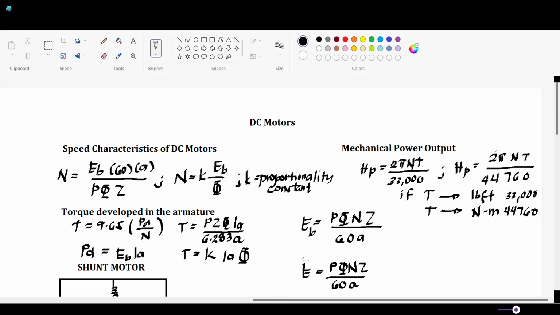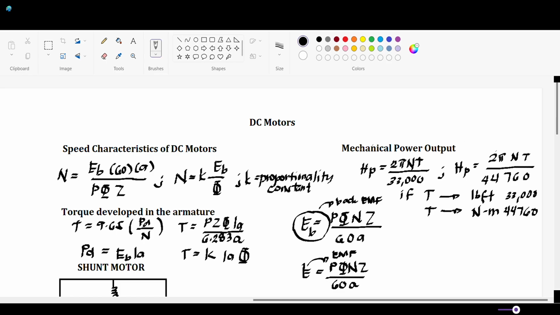And we know that E is the generated EMF. And in DC motors, we will be using the same formula. However, since this is a motor, when the motor starts rotating because of electricity, there will be a back EMF generated. So we will just put B and we will call it back EMF.